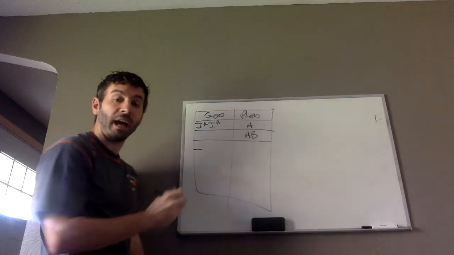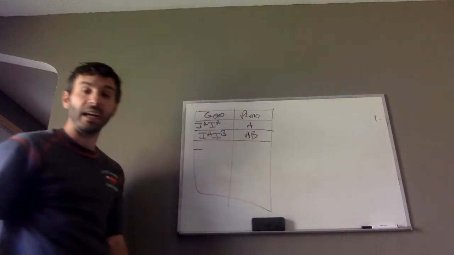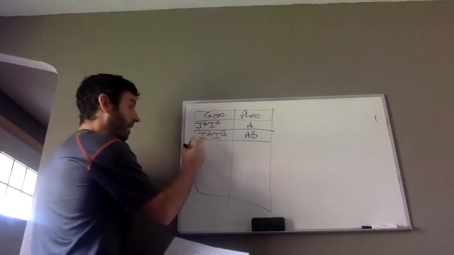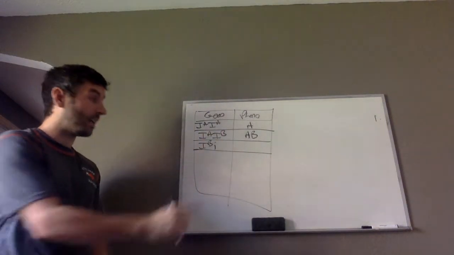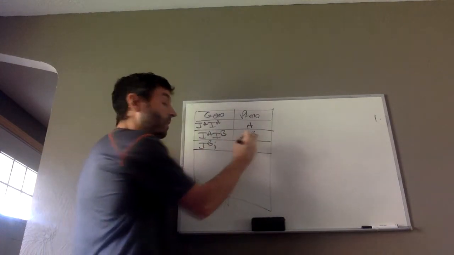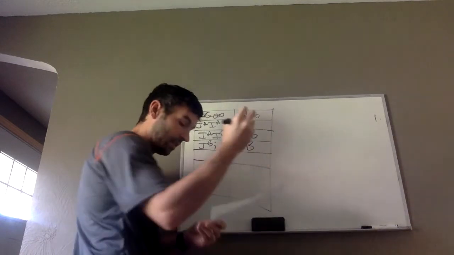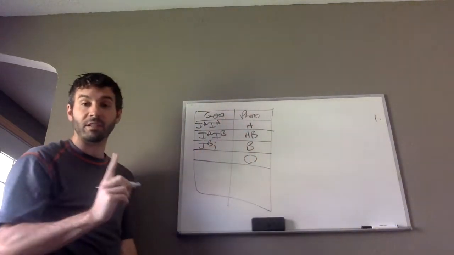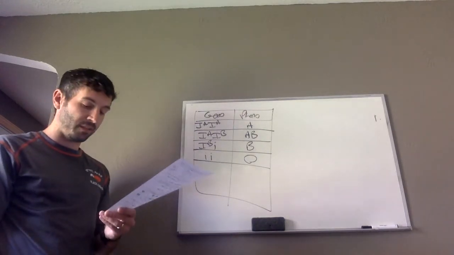The only way it can be AB is if you have one of the IA and one of the IB alleles. Okay, the next one says IB lowercase i. Because they have one dominant allele and one recessive allele, they automatically express the dominant allele, which is B. Okay, so the next one says type O blood. O is recessive. The only way to have a recessive trait is to carry both recessive alleles.